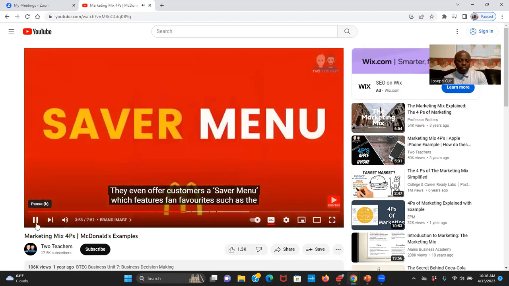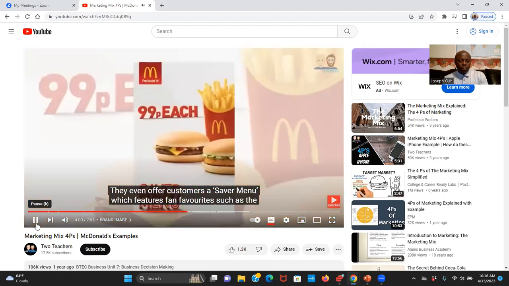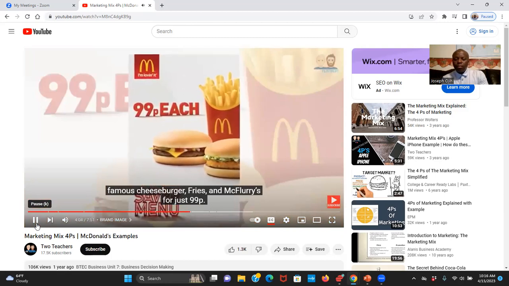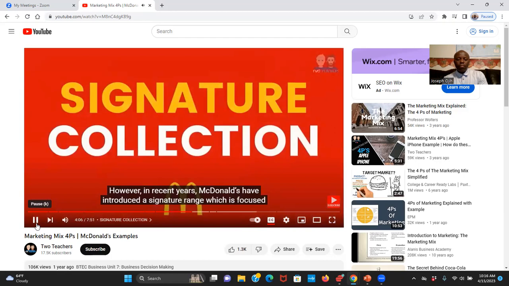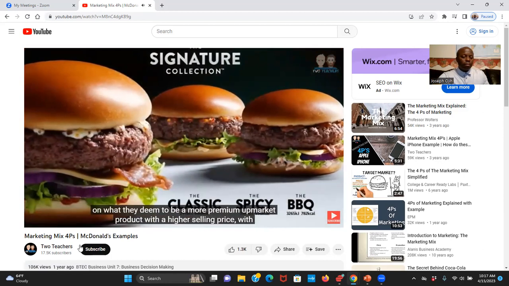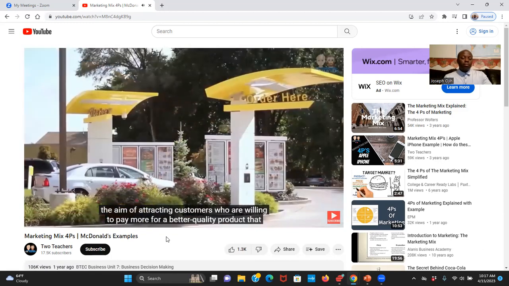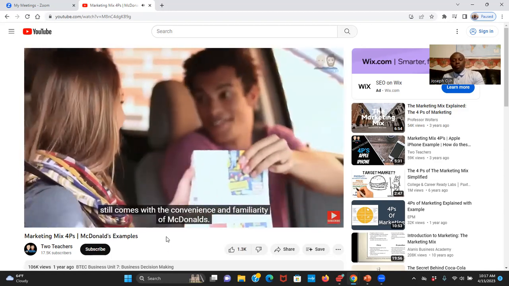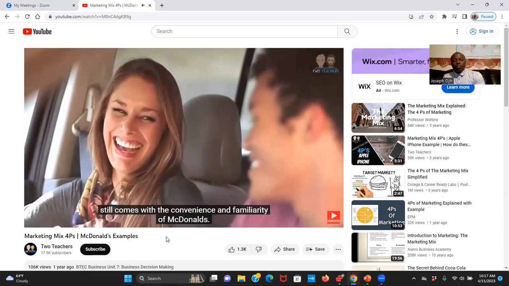They even offer customers a saver menu, which features fan favourites such as the famous cheeseburger, fries and McFlurries for just 99p. In recent years, McDonald's have introduced a signature range, which is focused on what they deem to be a more premium upmarket product with a higher selling price, with the aim of attracting customers who are willing to pay more for a better quality product that still comes with the convenience and familiarity of McDonald's.